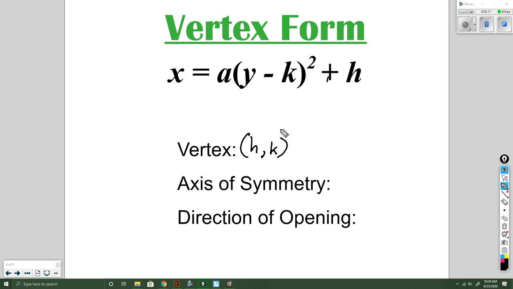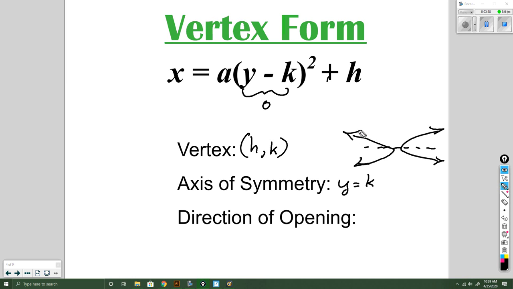And then also our axis of symmetry, we can find it in the same exact way. Just set what's inside the parentheses equal to 0 and solve. And if we do that, we just get y = k. So our axis of symmetry is going to be a horizontal line. All right, so the shape of this function is either going to be something like this or something like this. I know that's a horrible sketch, but just wanted to do it rather quickly. So that means the direction of opening is either to the left or to the right.